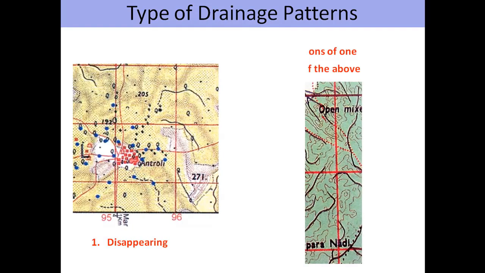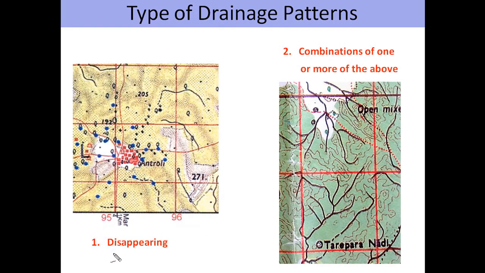Now we'll learn another set of drainage patterns. There are two. First, disappearing stream, and second one is combination of one or more of above. As you can see in this map extract, this black line is representing a disappearing stream. There is one here, second here, and third and fourth. These streams are called disappearing stream.